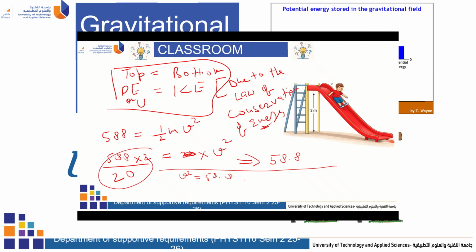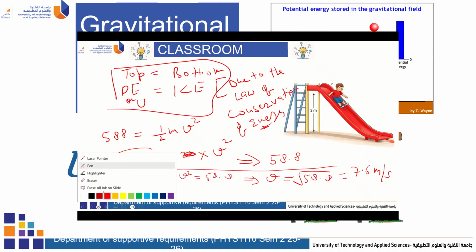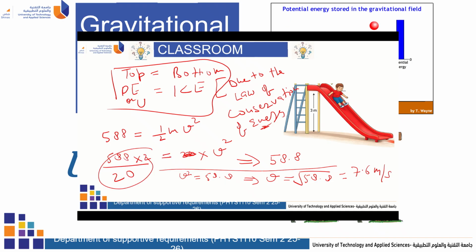But I need the v. So v is the square root of this 58.8, and the square root of this will come 7.6 meter over second. This is the value of the speed or the velocity. This is the answer for part 2, the velocity of the child when the child will come here at the extreme bottom.